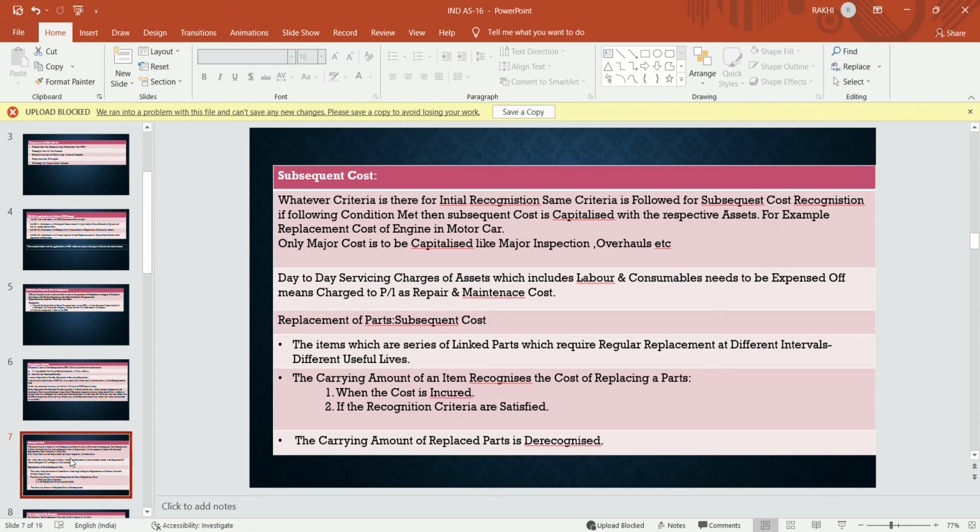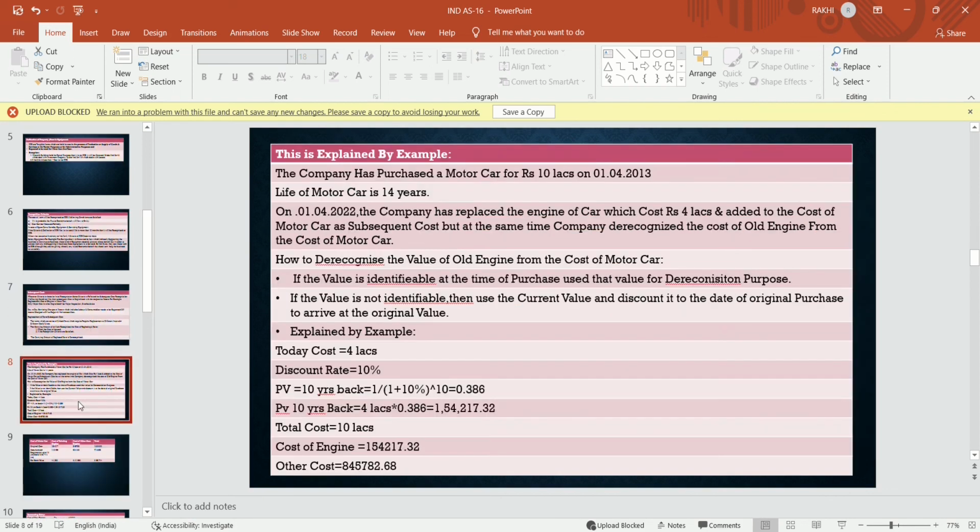Suppose we are taking the example of the engine of a motor car. Suppose the company purchased a motor car of 10 lakhs on 1st April 2013 and the useful life of the motor car is 14 years. And on 1st April 2022 the company replaced the engine, which is the major part of the motor car, which costs rupees 4 lakhs.